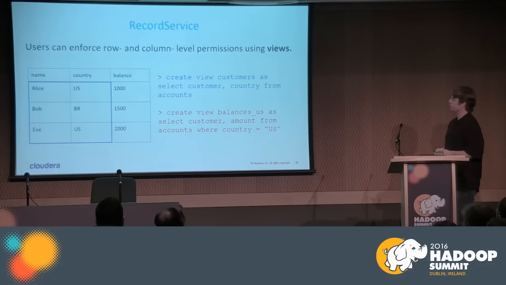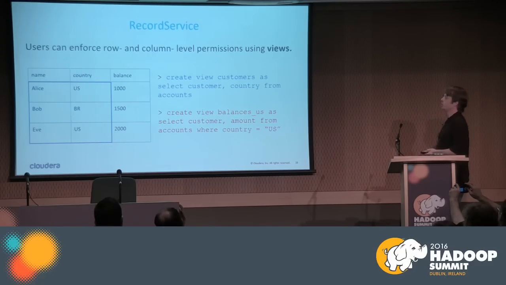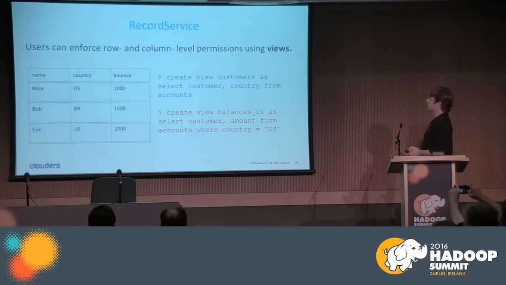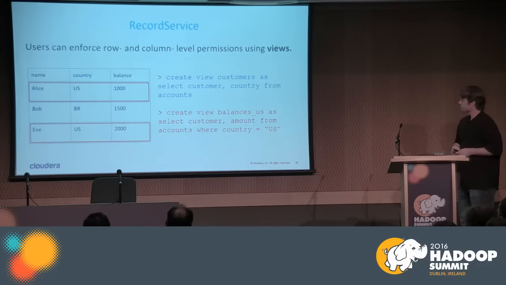So if you query that view, you will not have access to the balance of the customers. And let's say that you want some department to only see data from customers in the US. So you create this other view that only returns data from customers that are based in the US.